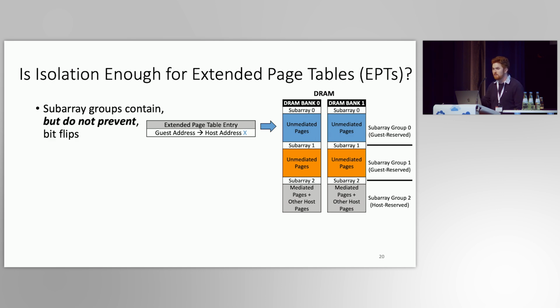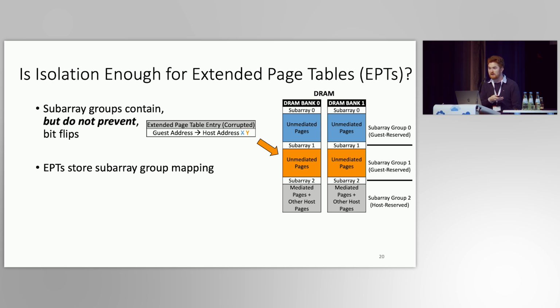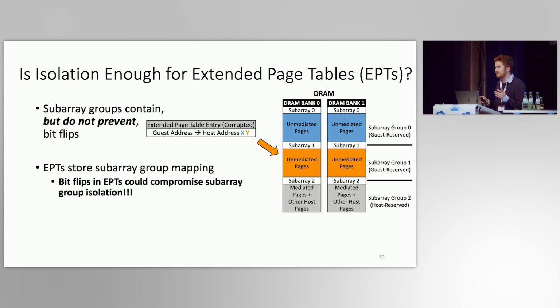So this is problematic for the following reason. Subarray groups contain, but they do not prevent bit flips. So for this specific goal of inter-VM isolation against inter-VM Rowhammer bit flips, we know that EPTs store the subarray group mapping, and so if we have a corruption in an EPT entry due to a Rowhammer bit flip, we can actually flip the subarray group that we point to and break out of our subarray group sandbox. So otherwise, in other words, bit flips in EPTs can actually completely compromise subarray group isolation.